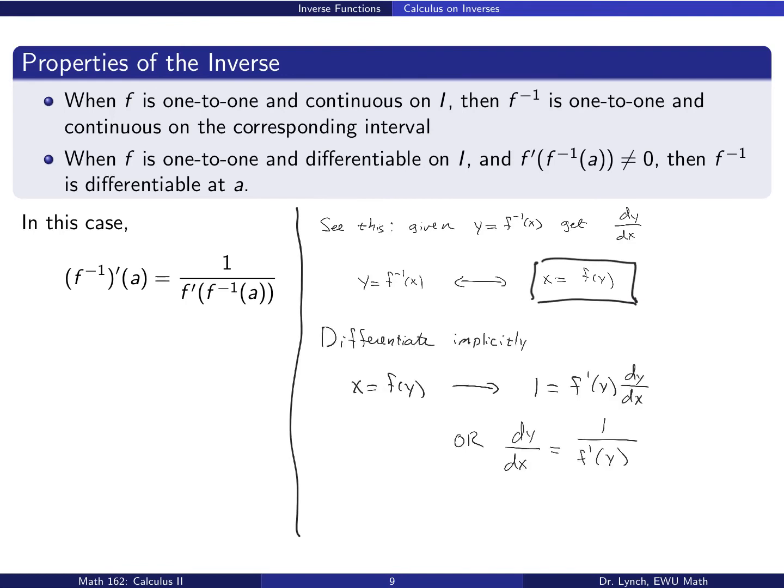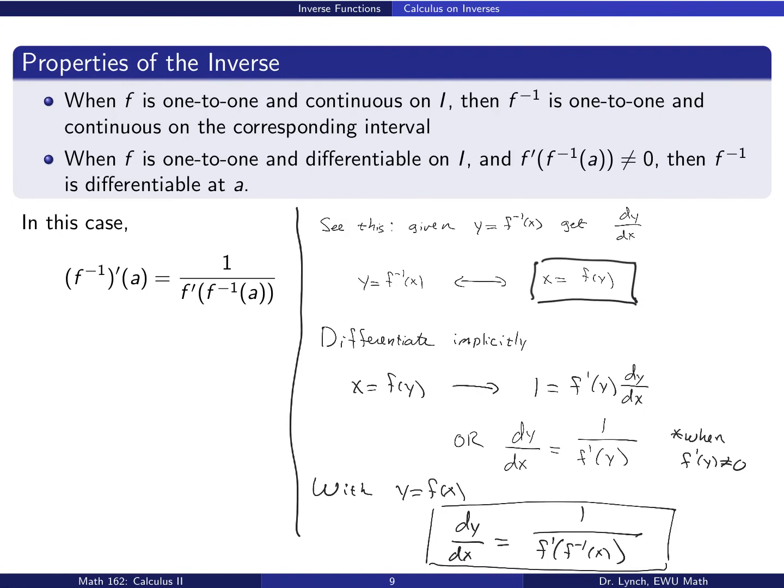So differentiating implicitly, we can see that the relationship x equals f of y gives us 1 equals f prime of y times dy dx, or solving for dy dx, we see that dy dx is 1 over f prime of y. And now, as long as we can remember what y was originally, y is f inverse of x, we can go ahead and solve for dy dx.